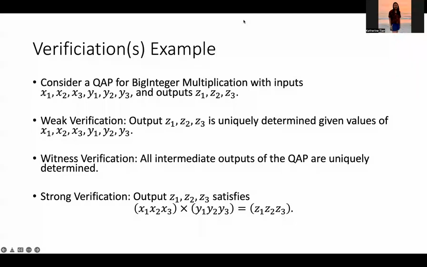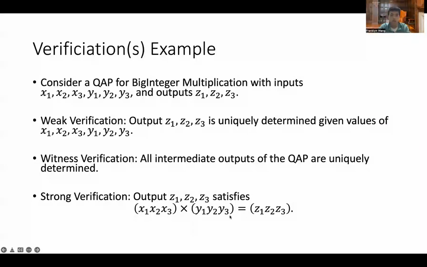So weak verification here would be showing that the output z1, z2, z3 is uniquely determined given the values of x1, x2, x3, and y1, y2, y3. I apologize for using z for both the witness and the variables here. The witness verification means that all intermediate outputs of this QAP are uniquely determined. So not just x1, x2, x3, y1, y2, y3, and z1, z2, z3, but all of them are uniquely determined.